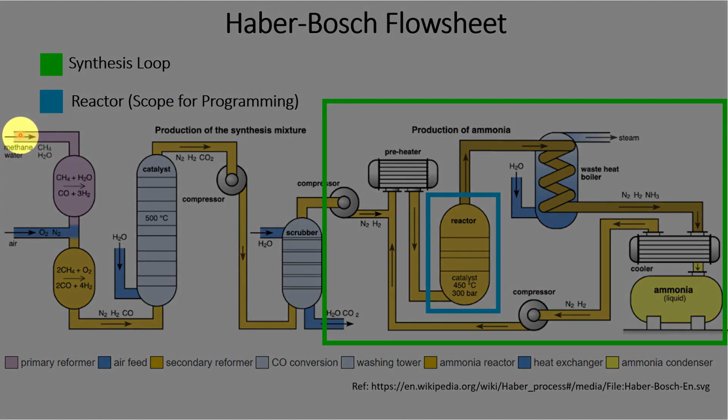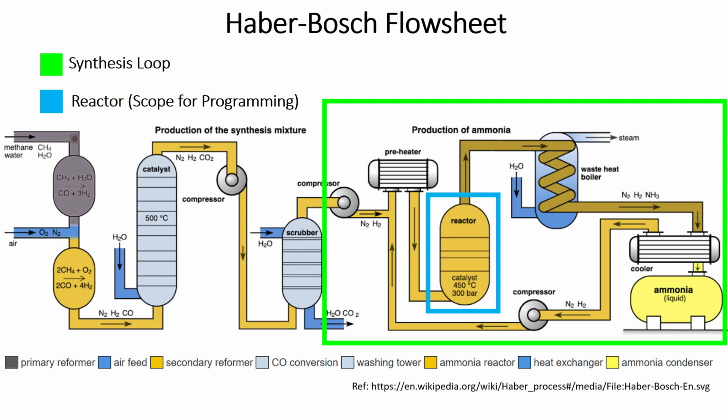We begin with methane, which is the primary component of natural gas. Through a process called steam reforming, we convert methane into hydrogen and carbon monoxide, which is then combined with air, and then the carbon monoxide is transformed into carbon dioxide. So this is a combination of synthesis gas and carbon dioxide. And the synthesis gas is what we feed into the Haber-Bosch reactor?